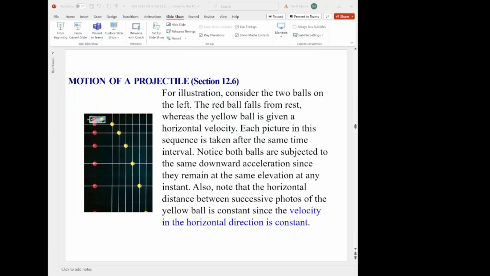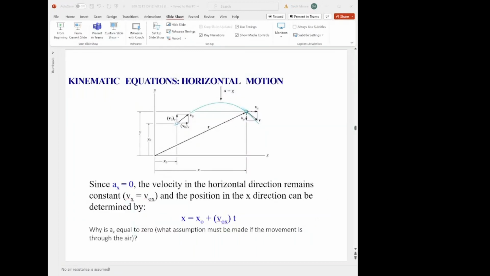The other thing to notice is that the horizontal position for each point in time is equal. So for every time interval, it travels the same distance, essentially. And that is because there's no acceleration in the horizontal direction, just some initial velocity to start it. The last part of this is just what the question asks here. What assumption must be made if the movement is through the air? Okay, well, negligible air resistance essentially. So there's no force acting against the motion of the projectile in the horizontal direction.